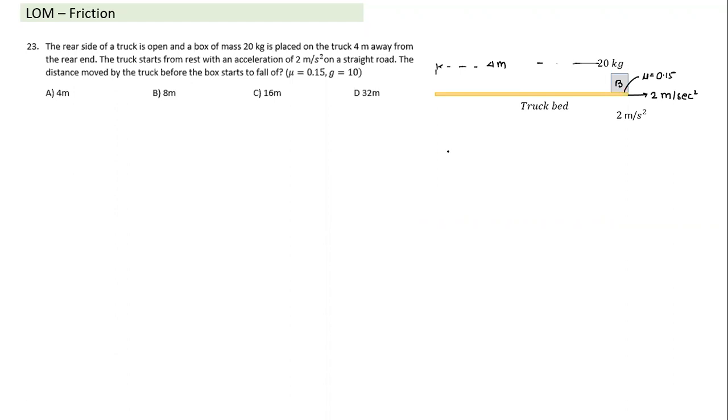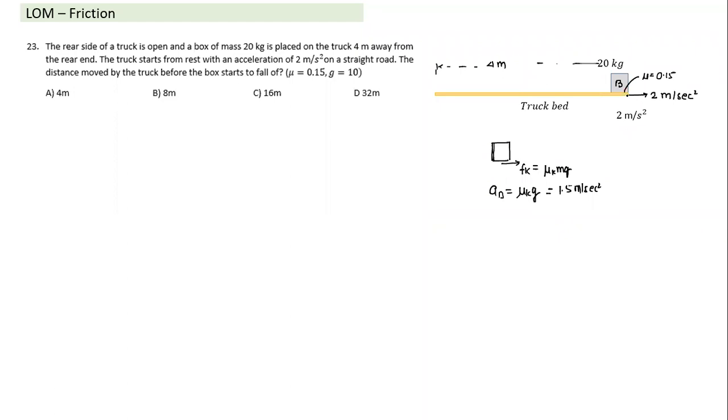So acceleration of block B, if I take the box separately, the only force acting in the horizontal direction is Fk, kinetic friction, because slipping is taking place, and kinetic friction is equal to mu k times mg. Hence acceleration of B is equal to mu k times g, and that is equal to 1.5 meter per second square. So the truck is having 2 meter per second square, and this is having 1.5 meter per second square.